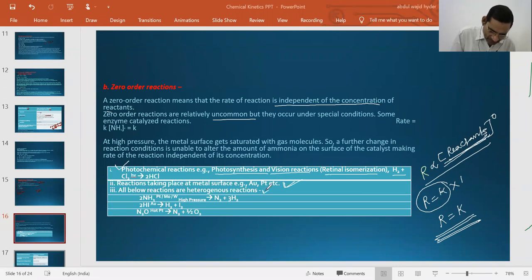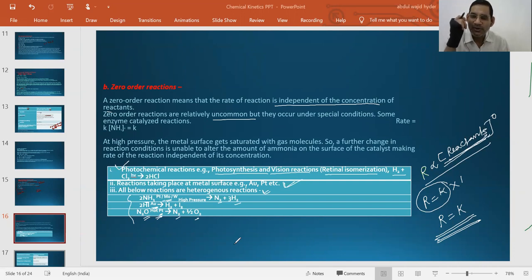And these reactions are examples of heterogeneous reactions, because see, this is gas, this is solid, these are gases. So solid and gases means heterogeneous reactions. Here also HI, H2, I2 and Au is solid. N2 is gas, then again here it is solid and then these gases. So these reactions, decomposition of NH3 into N2 and H2, decomposition of HI into H2 and I2, decomposition of N2O into N2 and O2, in presence of platinum, gold, molybdenum or wolfram, all take place on the surface of metal. And that is why these are all examples of zero order reactions.